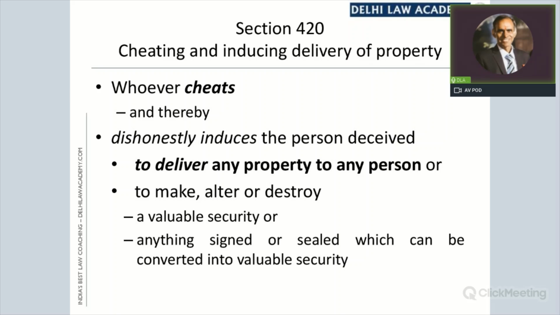415 has a punishment of imprisonment of up to 1 year. 420 prescribes a punishment of imprisonment of up to 7 years. So which one will be applicable? 415 is also applicable, 420 is also applicable. Punishments are different. So which section should apply? That is, what punishment should be given? Any answer?